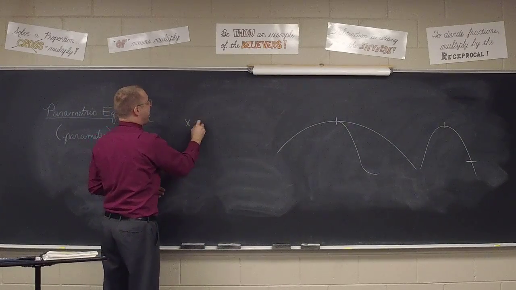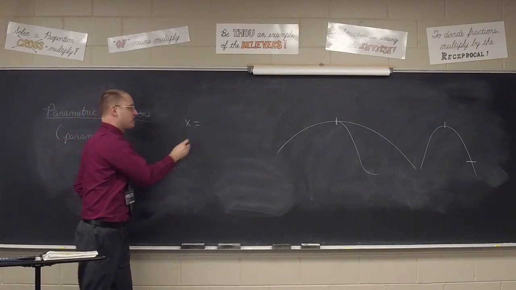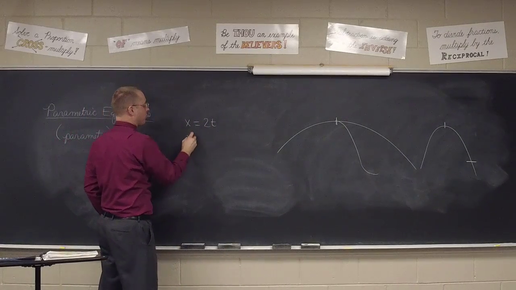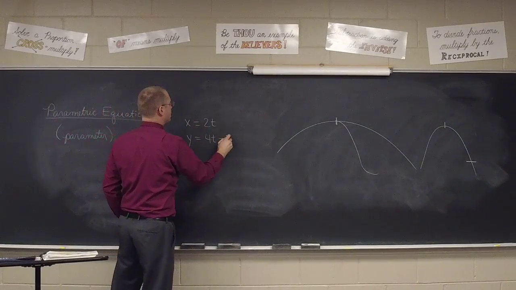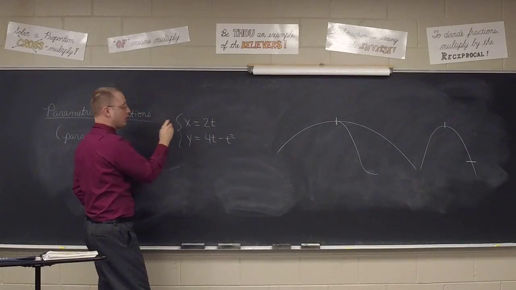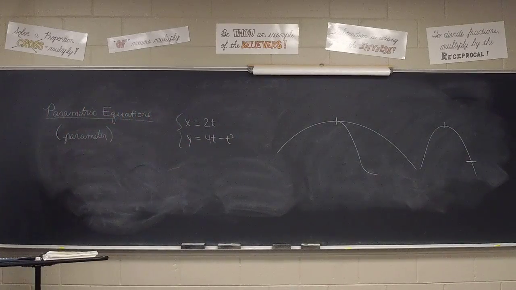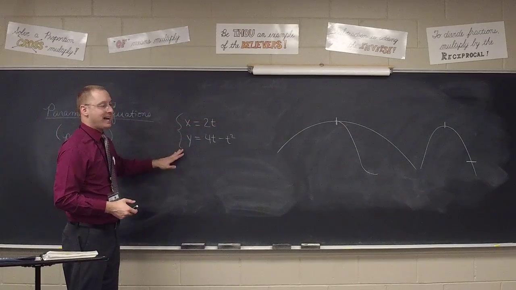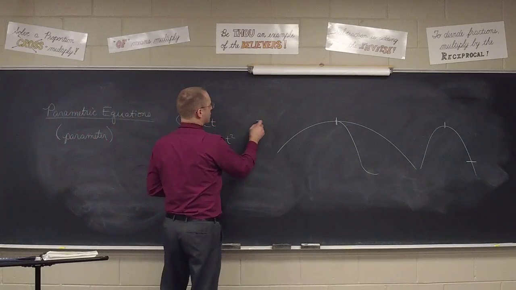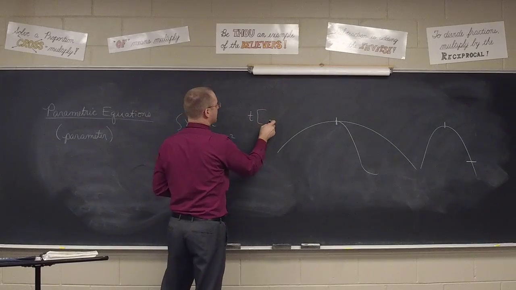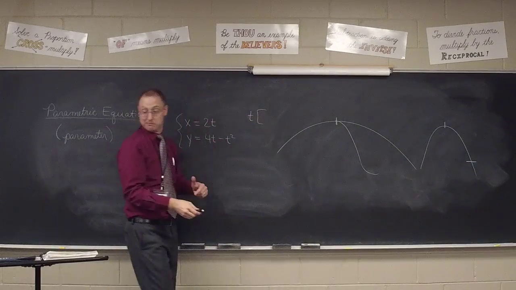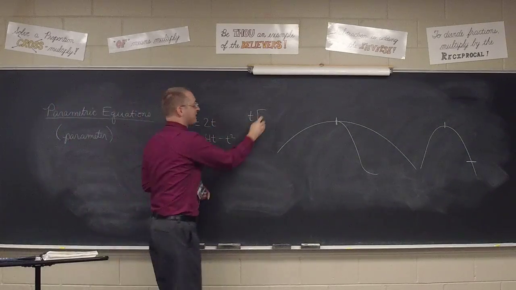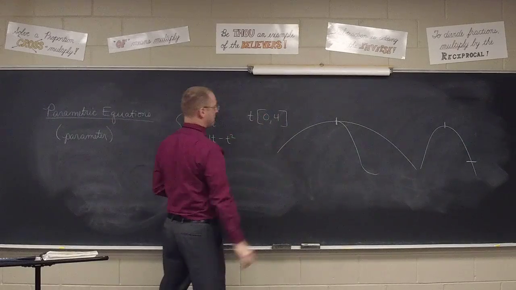Let's suppose we said that x is equal to 2t, and suppose we said that y is equal to 4t minus t squared. Do you see the third variable? It's the letter t. X is defined in terms of t, y is defined in terms of t. What we're going to do is say that t is limited between, let's say, 0 and 4. Let's limit the t between 0 and 4.